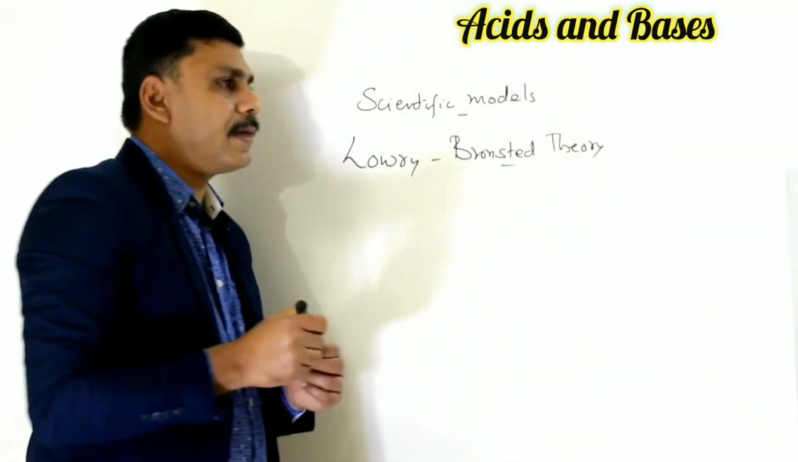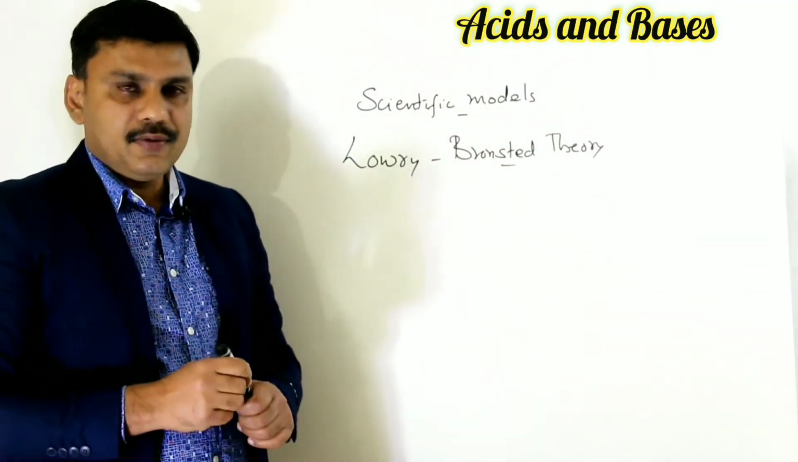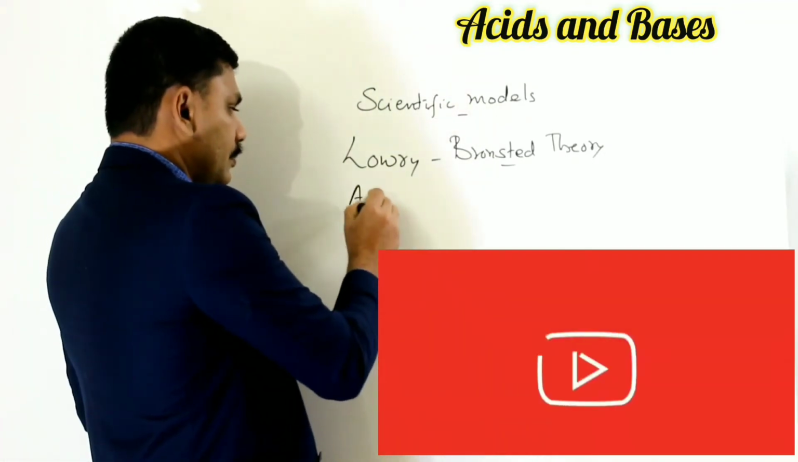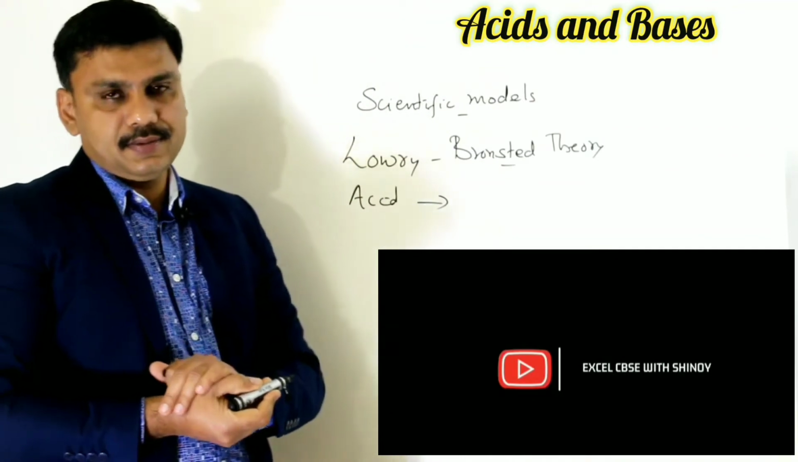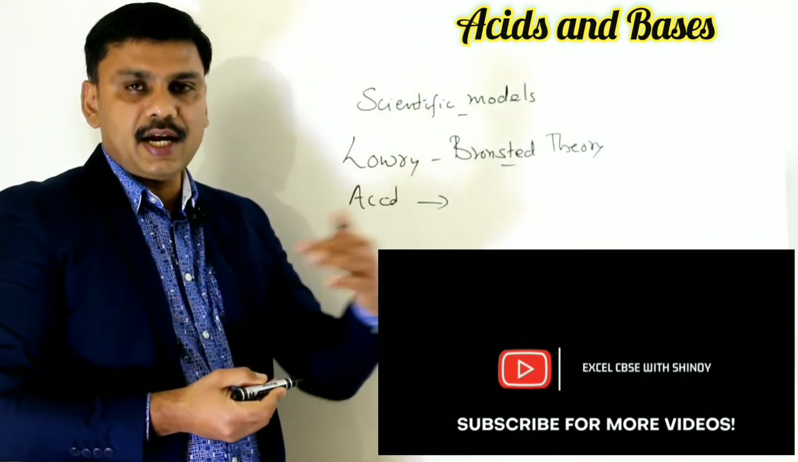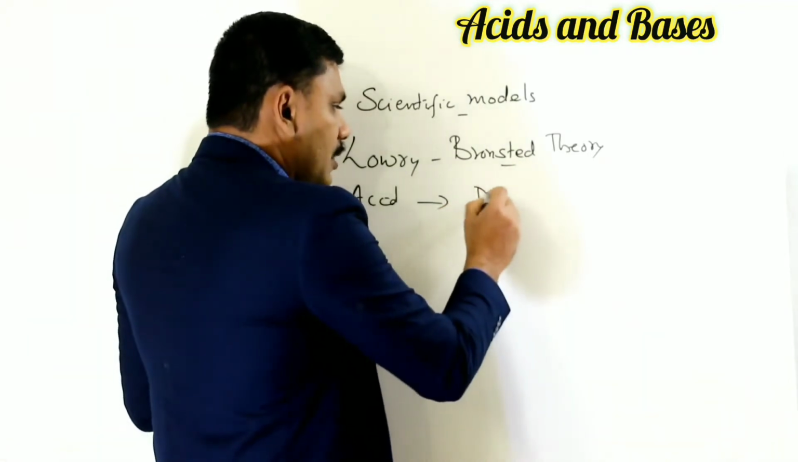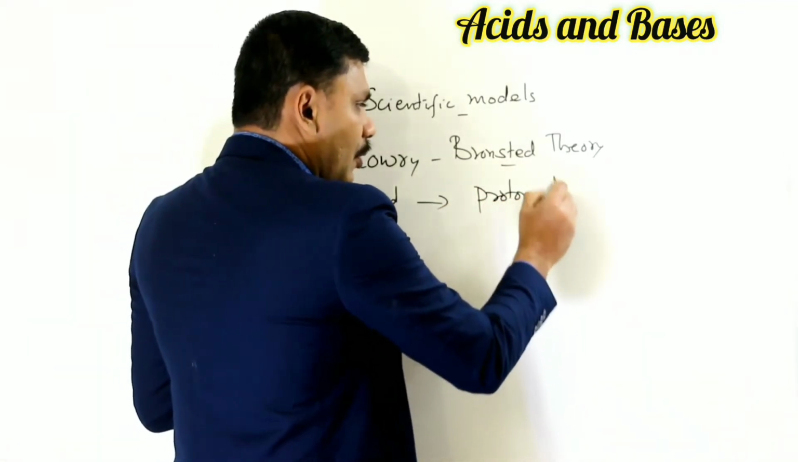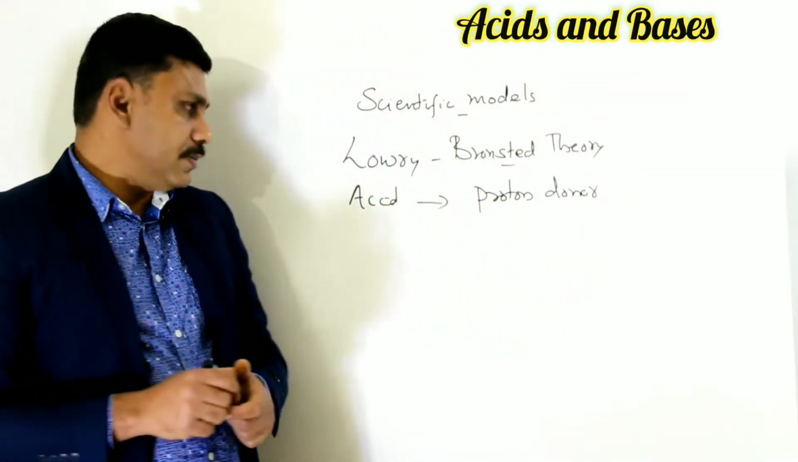Lowry-Bronsted theory. So, according to Lowry-Bronsted theory, what is an acid? Acid is a substance which can donate a proton, or simply you can say acid is a proton donor.